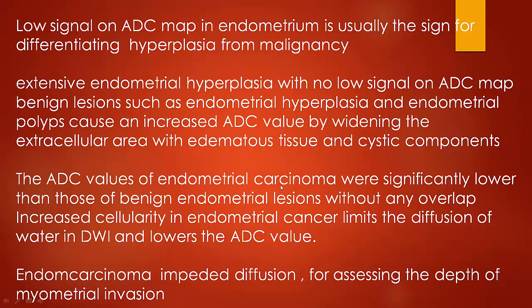ADC value of endometrial carcinoma is significantly lower than those of benign endometrial lesions without any overlap. Increased cellularity in endometrial cancer limits the diffusion of water in diffusion weighted imaging and lowers the ADC value. So ADC value differentiates benign and malignant lesions: low in malignant, not low in benign lesions. Endometrial carcinoma impedes diffusion, useful for assessing the depth of myometrial invasion.